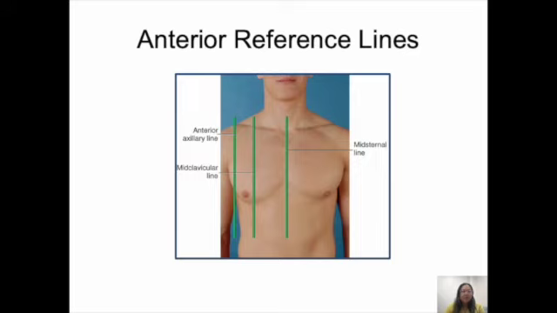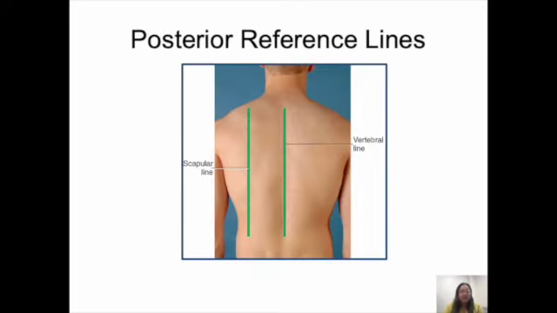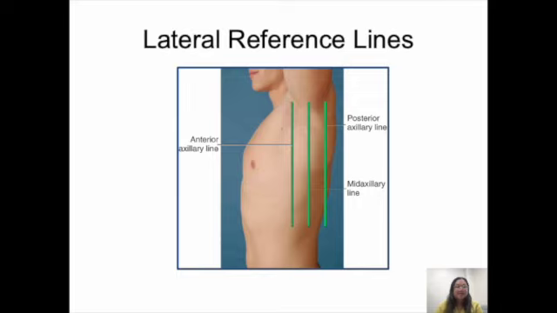Anterior reference points that we use to help us describe where we're hearing what we're hearing and how to document that: mid-sternal, anterior axillary, mid-clavicular line, which we know from our cardiac assessment. And then posteriorly, we have the vertebral line and the scapular line. So these are ways that you can help your documentation, but also help communicate to another provider what you might be listening to or what your findings are that may be concerning. And you can see the lateral lines of the left side of the body as well. So we have the posterior axillary, anterior, and mid-axillary.